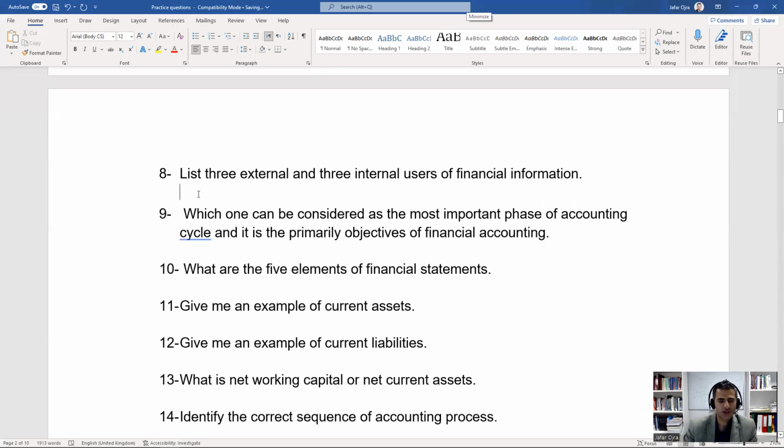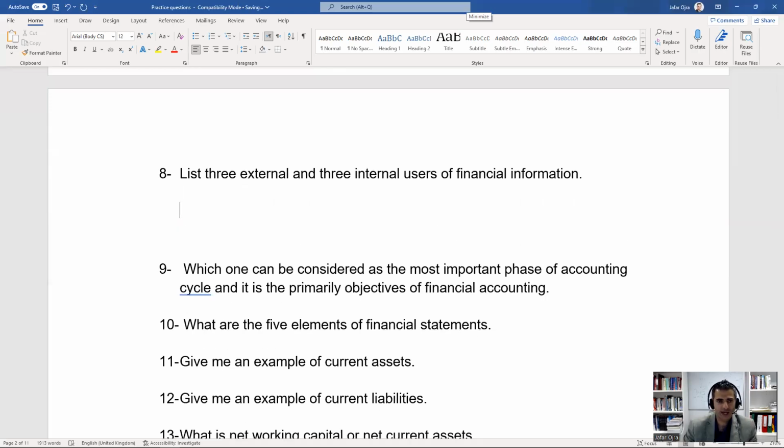Let's move now to question number 8. Question number 8 asks you to list 3 external and 3 internal users of financial information. Now, when it comes to financial information, users can be classified as internal users and also as external users. These are people interested in the financial data of such a company.